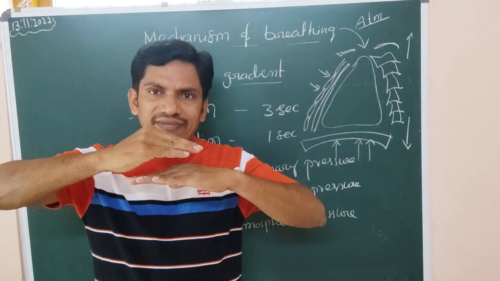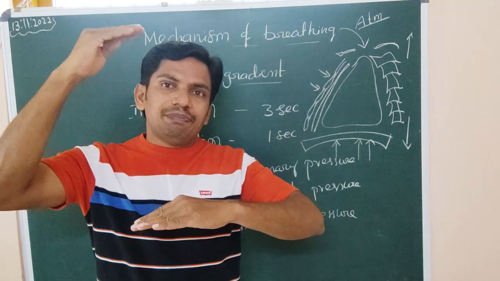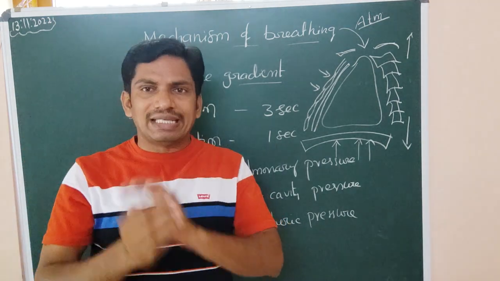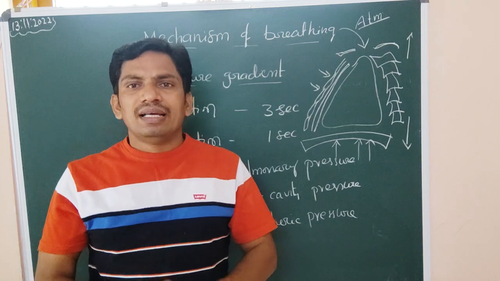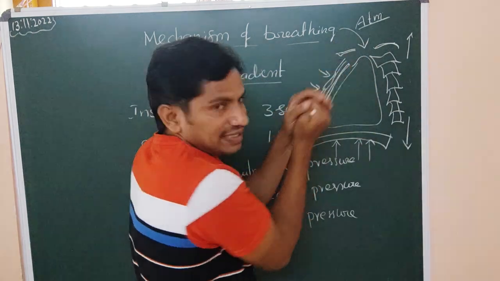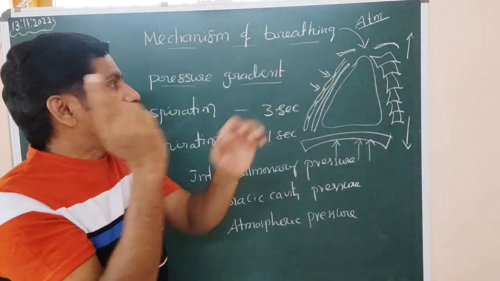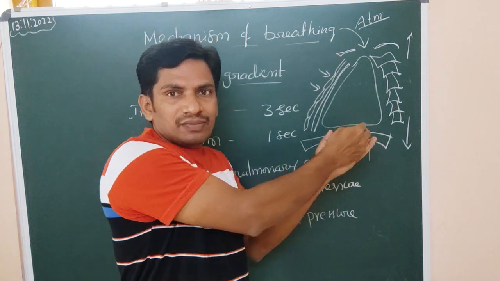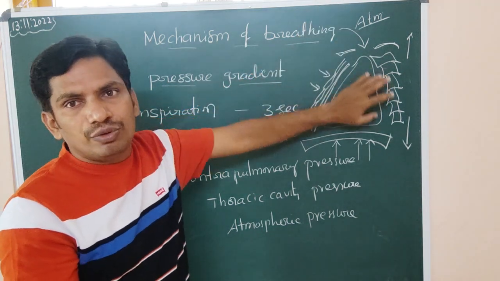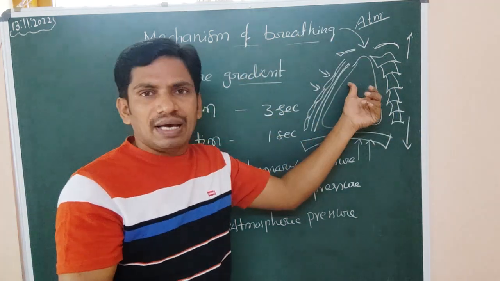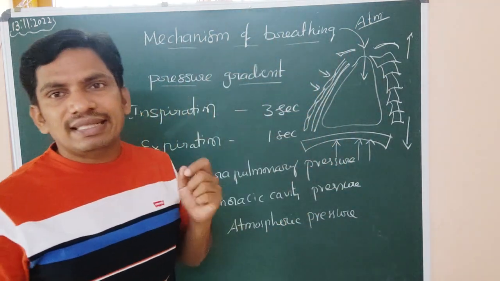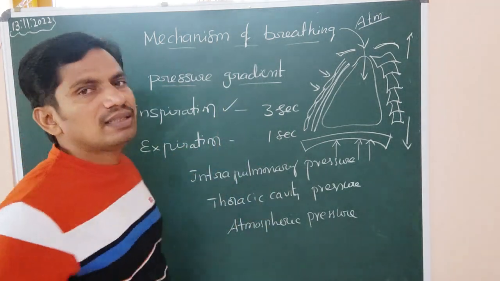When the chest cavity volume increases, obviously the pressure should decrease. Got it? When the volume increases, the pressure decreases; they are inversely proportional. When compared with the atmospheric pressure, it is a low pressure at the lung level. You know that air always moves from high pressure to low pressure. Where is the low pressure? In the lung. So that is the reason the air moves into the lungs. That is nothing but inspiration.